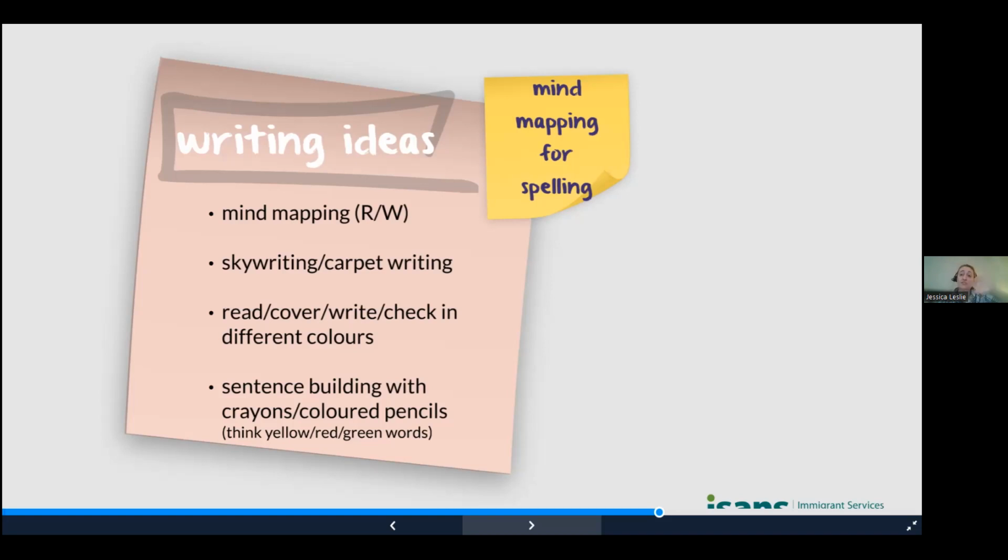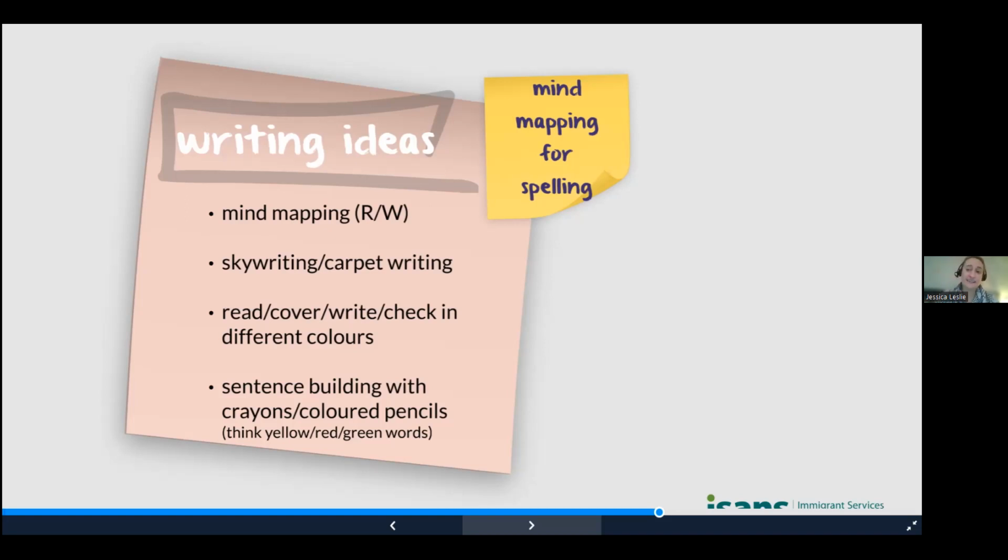And what they would do is read the word. So let's say we'll use the rooms, the living room, for example. They would see living room, they would read it. They would cover it with their hand, they would practice writing it, and then they would check and compare their spelling. And then they would do it again 2 more times. So they would have to write each vocabulary word 3 times as practice, and they would have to cover it each time and just compare their spelling. So it was called Read, Cover, Write, Check.